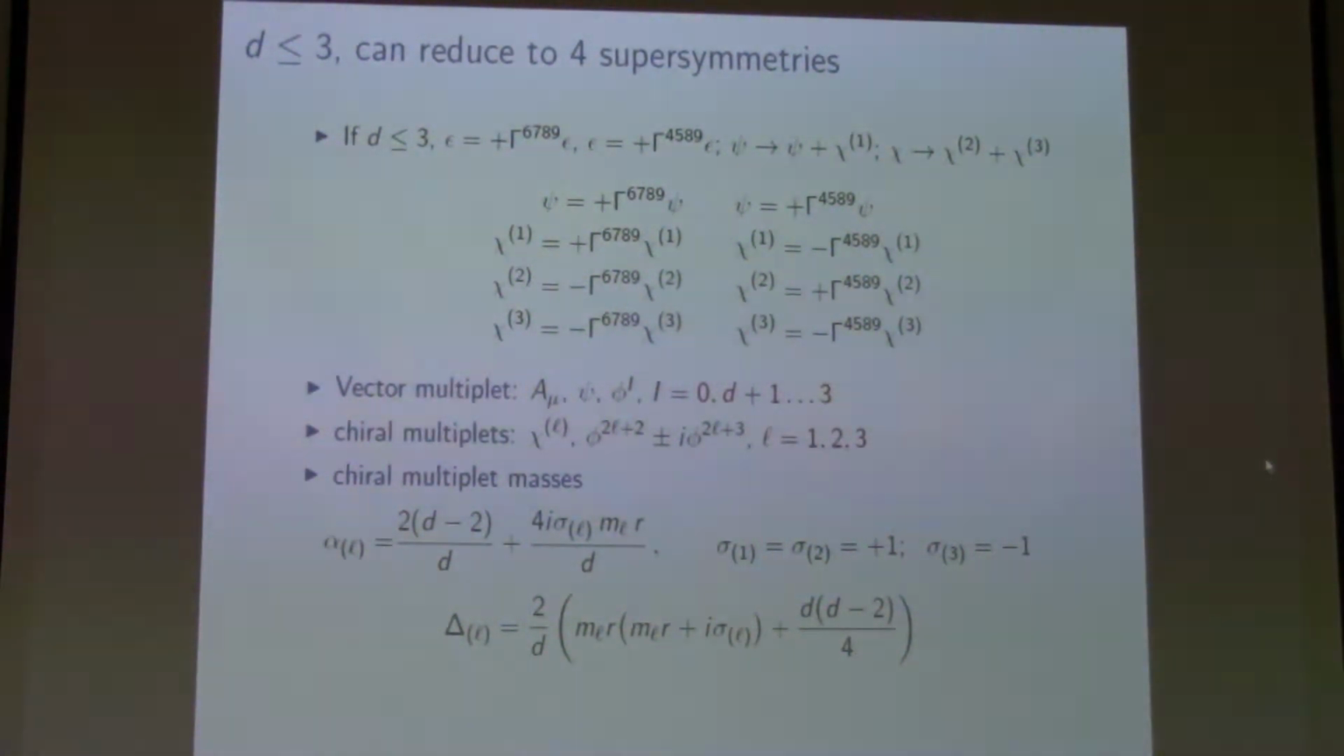Okay, and if d is less than or equal to 3, you can reduce to 4 supersymmetries, because not only can I impose that epsilon is equal to this combination of gamma matrices times epsilon, but I can take another 4, so these 4 combinations, and set that equal to plus epsilon. The 8 supersymmetry vector multiplet splits into a 4 supersymmetry vector multiplet and a chiral multiplet, and then the hypermultiplet splits into 2 chiral multiplets.